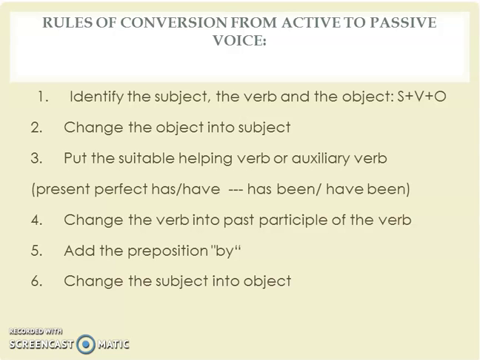Next, change the verb into past participle, meaning we have to use the third form of verb. In present perfect, we already have the third form of verb, so the same third form of verb we'll use. Then we add the preposition by. And last step is we change the subject into the object. These are the common rules that we follow when we change active voice to passive voice.